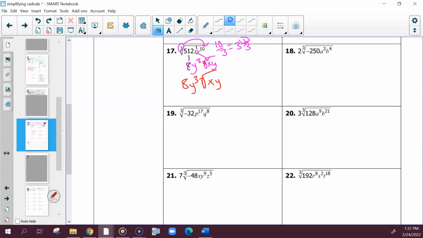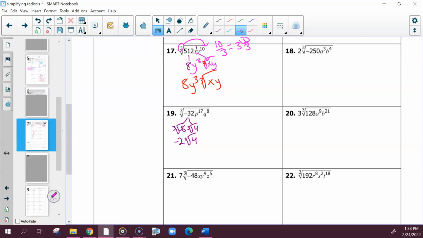Skip down to 19. Now we have 32. 32 is not one of our perfect cubes, but we could divide it by 8 and 4. And I'm going to do our last method for our variables. Oh, let me finish this first. So we know this would be negative 2. I cannot break down the cube root of 4 anymore.